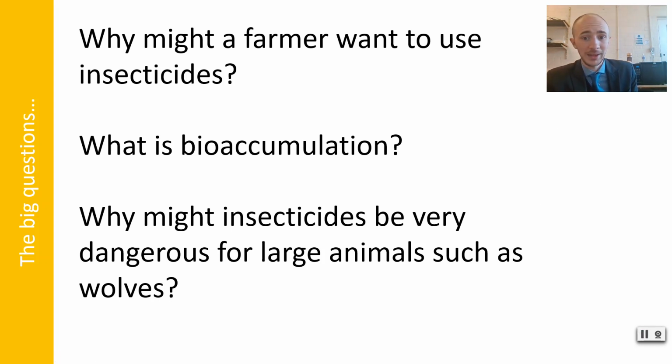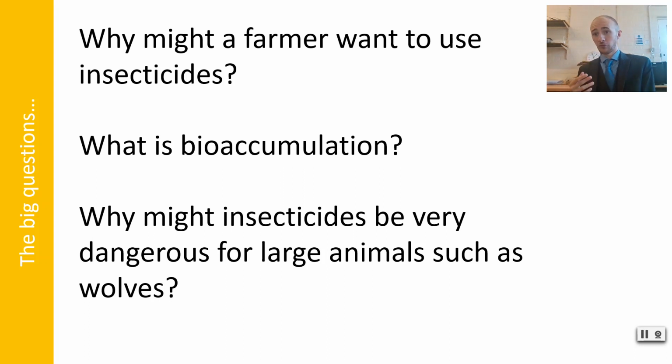So, what did we say here? Why might a farmer want to use insecticides? Firstly, the reason is because insects eat his crops, his plants, and therefore he makes less money because they eat all of his crops, his plants. What is bioaccumulation? Bioaccumulation is the idea that each insect will only eat a small amount of insecticide. But then a mouse or a bird will come along and will eat a lot of those insects. So they will have lots of insecticide inside of them.